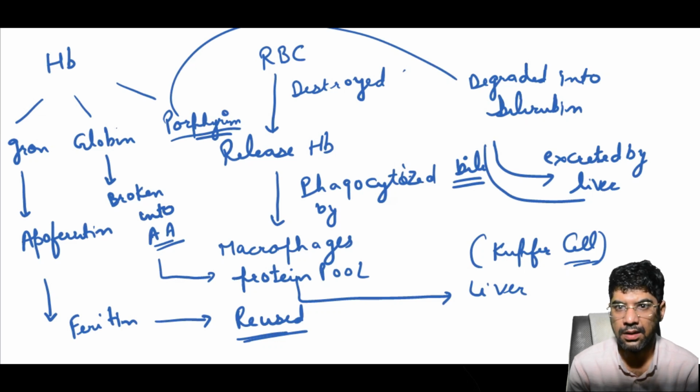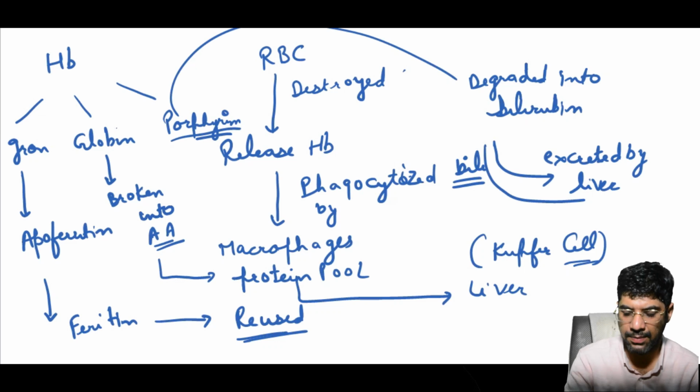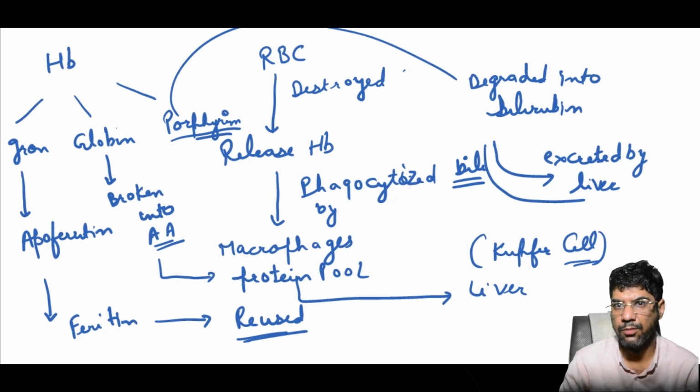The third is buffering action in the blood. So hemoglobin acts as a buffer, helps to regulate hydrogen ion concentration and maintain acid base balance. RBC possess blood group antigens like A, B, which are important for blood group determination and preventing reactions during blood transfusion.